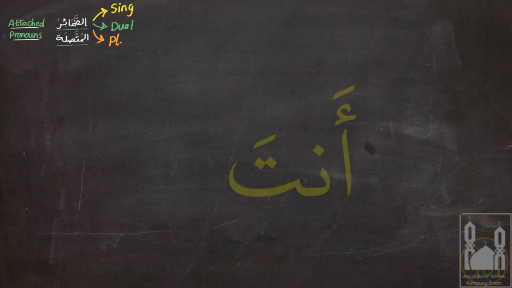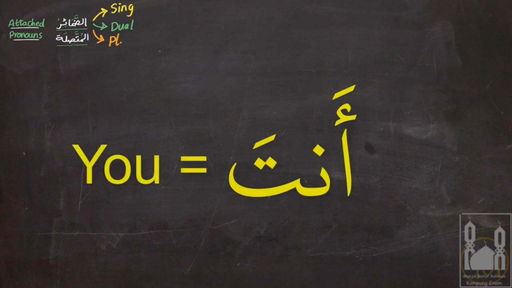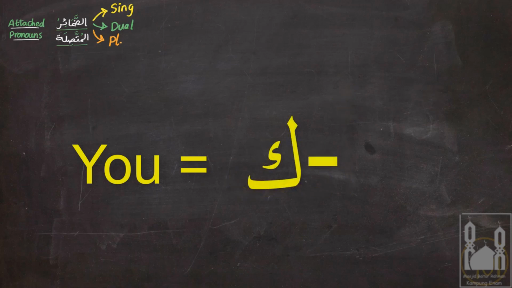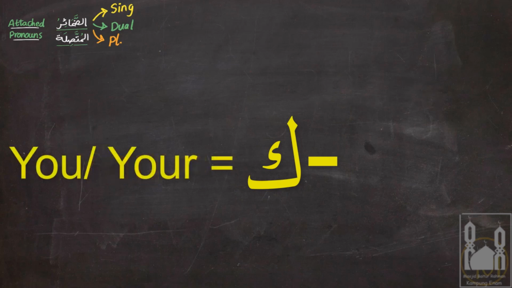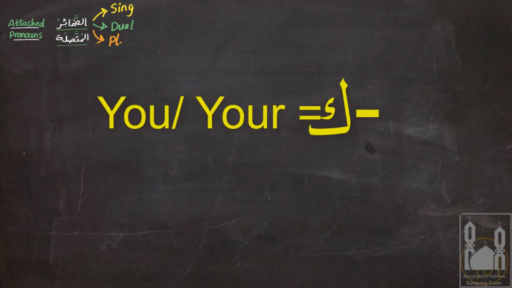Next is anta, which means you, as we learned last time, and its attached pronoun will be ك, which would then come at the end of verbs and nouns, and it would then mean you as an object pronoun or your, like in these examples.